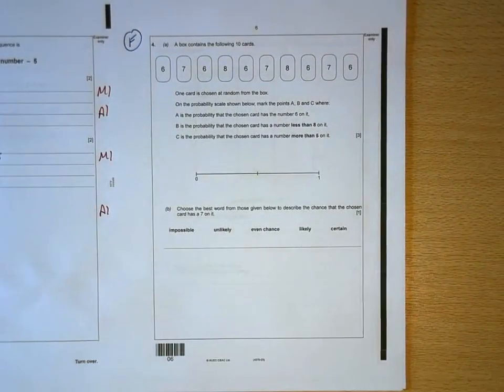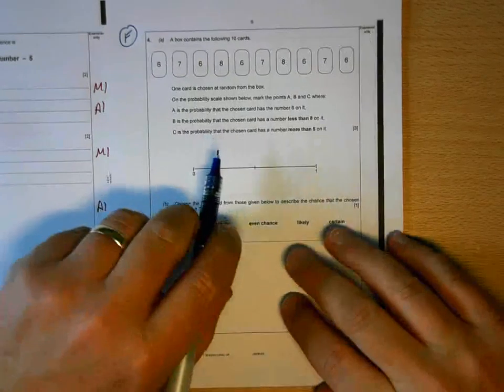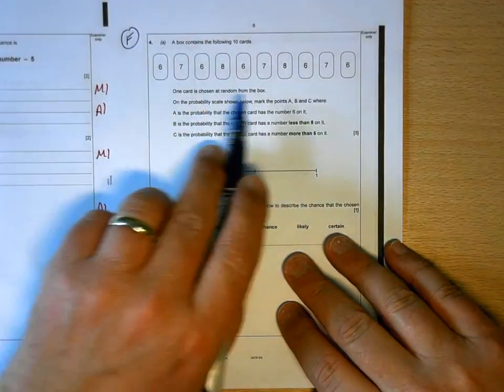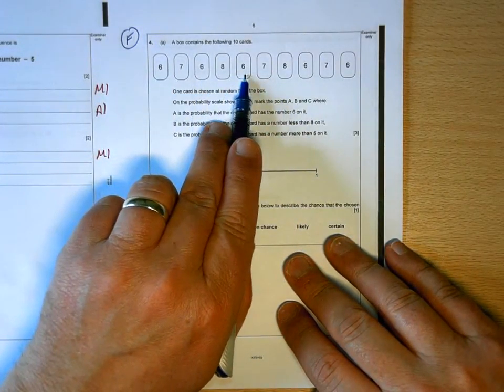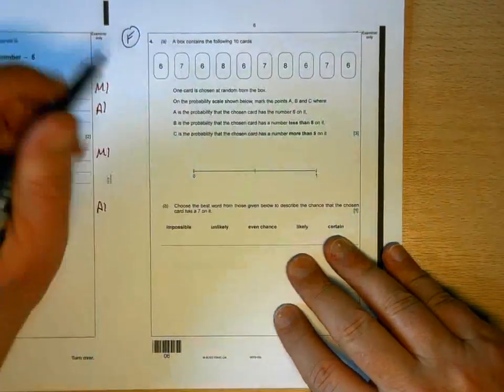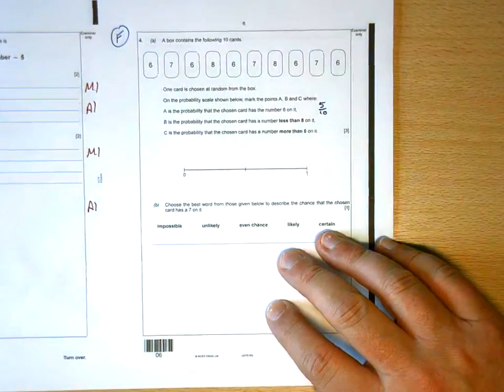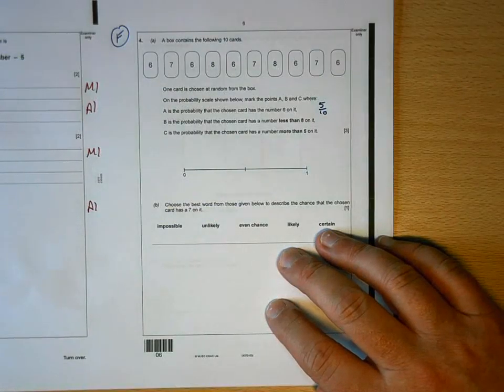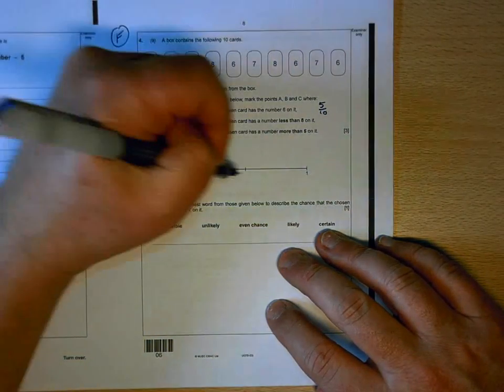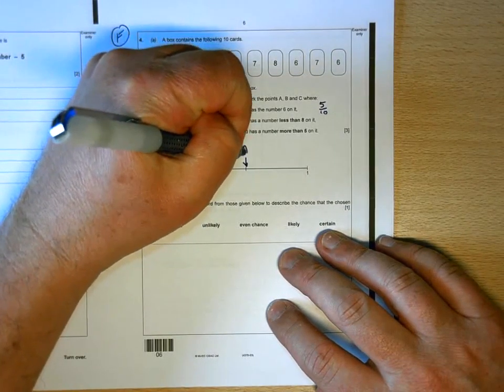A box contains the following 10 cards. 1 card is chosen at random from the box. On the probability scale below, mark the points A, B and C where A is the probability that the chosen card has the number 6 on it. So the number 6 occurs once, twice, 3, 4, 5 times. So I could write that as a probability of 5 over 10. 5 over 10, hopefully you recognise as a half. So A is going to be there.